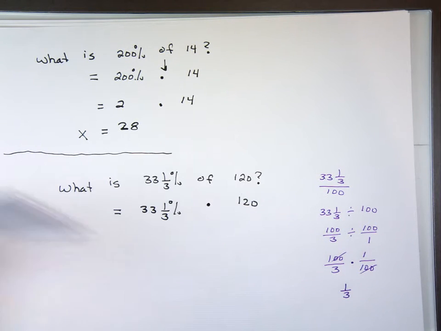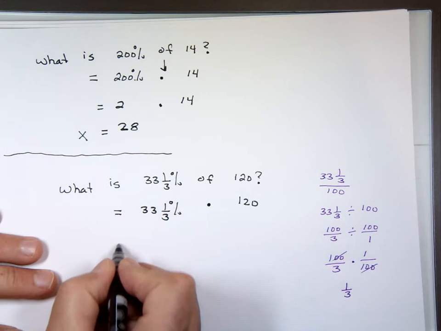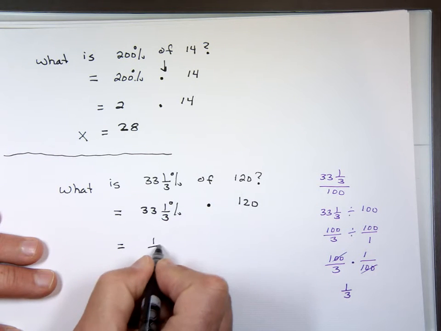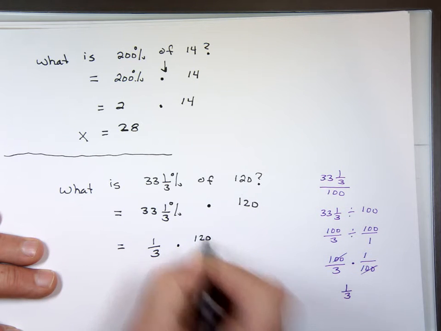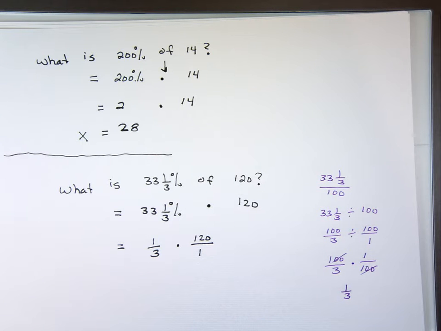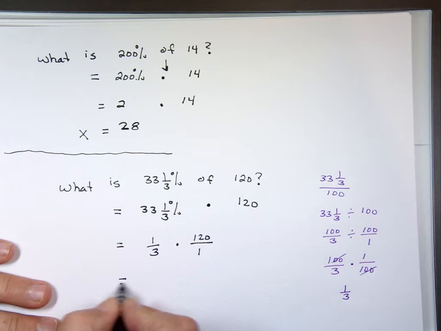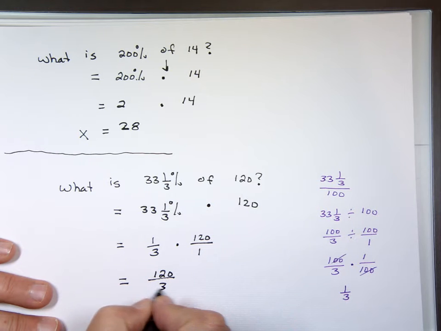So you don't always have to change it to a decimal. You can change it to a fraction. So that will be what? 1/3 times the 120. Now keep in mind the 120 over what? Over 1. Now you're multiplying fractions. 1 times 120 is 120. 3 times 1 is 3. Can I simplify that? Isn't that a 40?